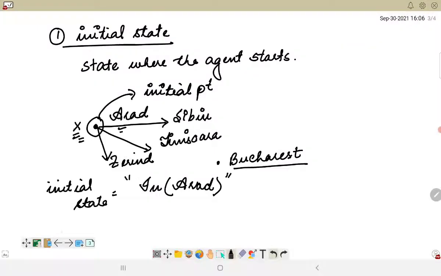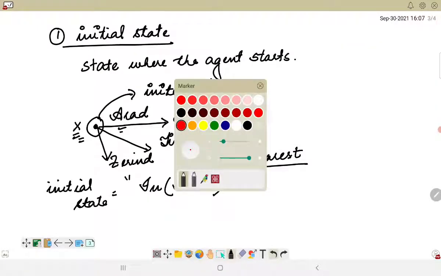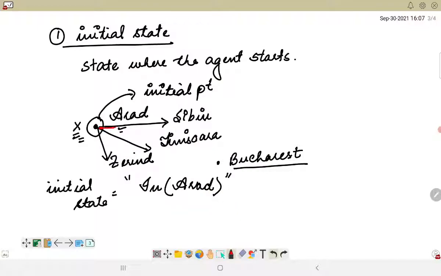Okay, so if I begin from this point, and the action is go to Sibiu, what should be my successor? He will be in Sibiu. Now for the other action, if it is go Timisoara, the next successor would be in Timisoara. The agent will be in Timisoara, right? And if the agent takes the action go via Zerind, then the next successor would be that the agent will be in Zerind. Okay, so this is what we mean by the successor function.